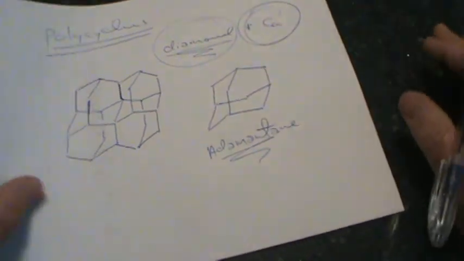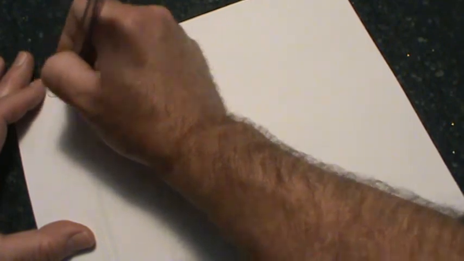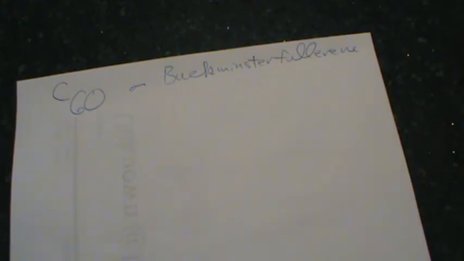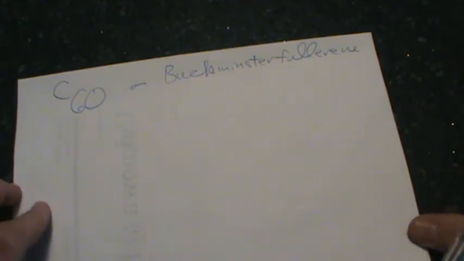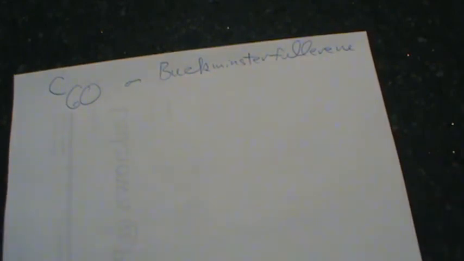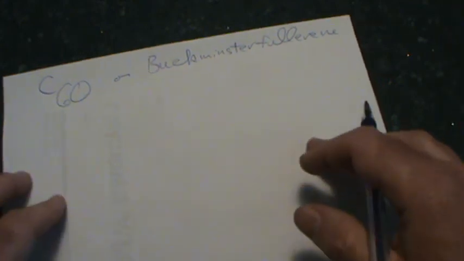Now let's talk about C60. C60, or Buckminster fullerene, what a strange name that is. The molecule was named after an architect named Buckminster Fuller, who was famous for creating geodesic domes. And the reason the molecule is named after him is because this molecule looks a lot like a geodesic dome. But I'll tell you what it really looks like, and what you'll recognize it looks like, is a soccer ball.